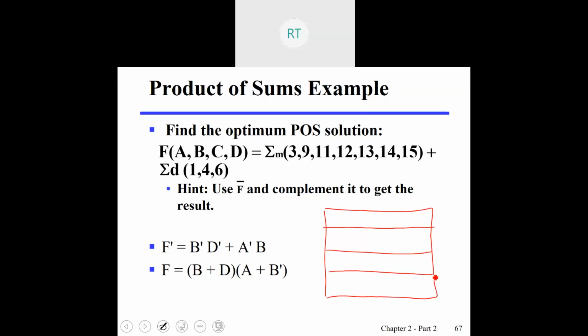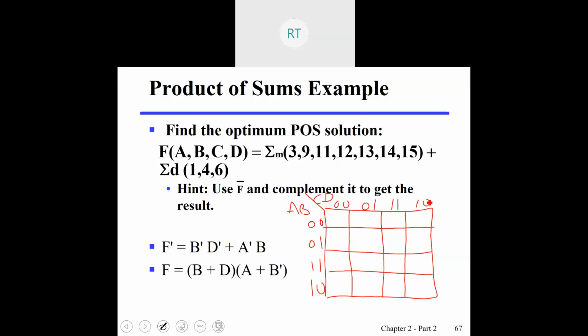So I have this four variable K-map. How did I decide on four variables? I have A, B, C, D. So here comes the A, B, and here comes the C, D. And I fill the values 0, 0, 0, 1, 1, 1, 1, 0, and 0, 0, 0, 1, 1, 1, 1, 0.